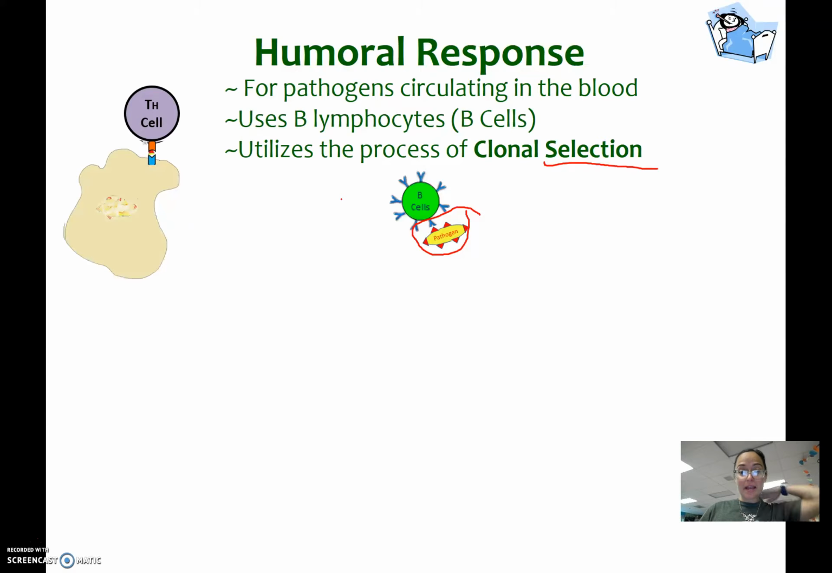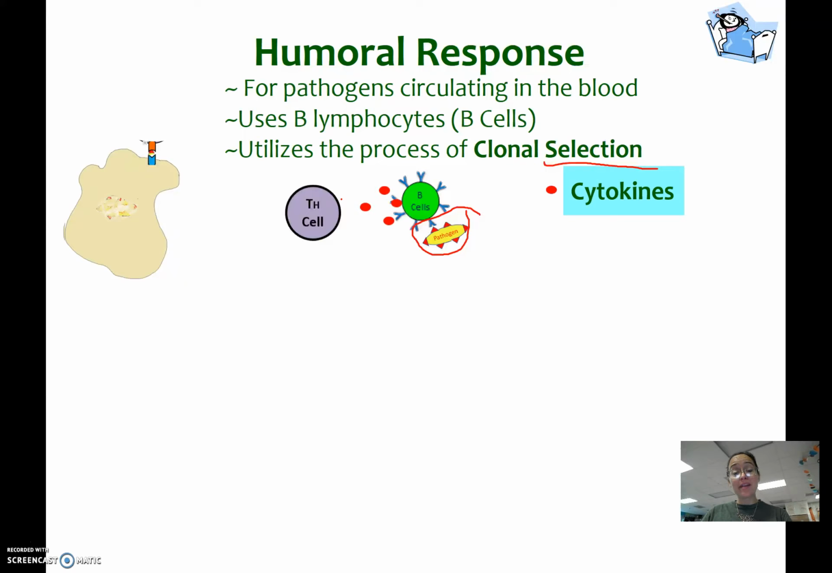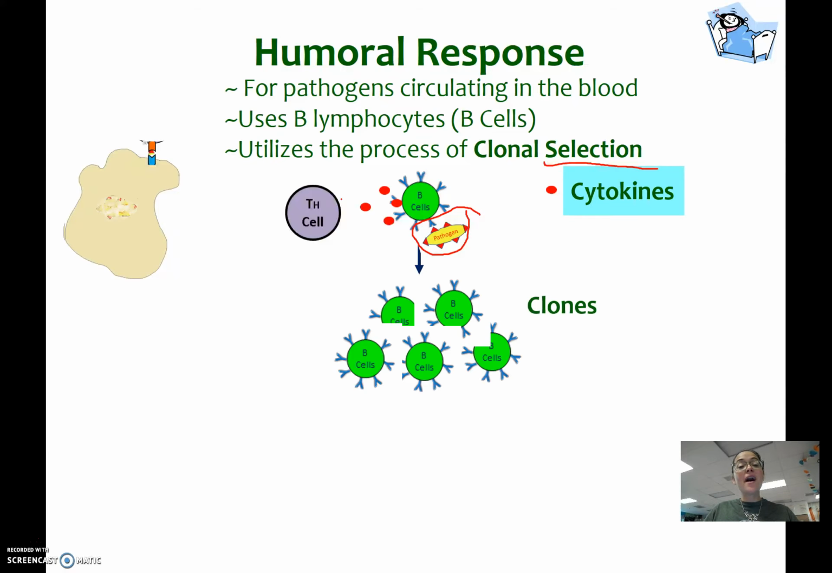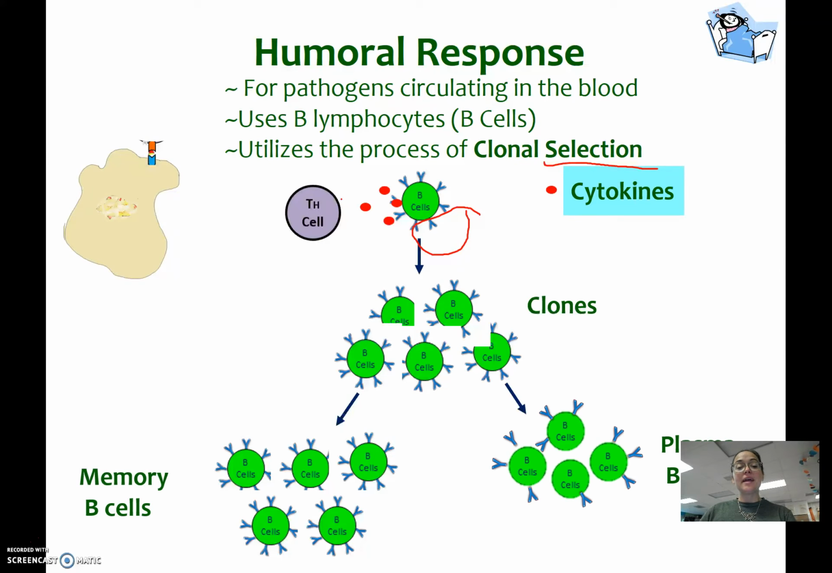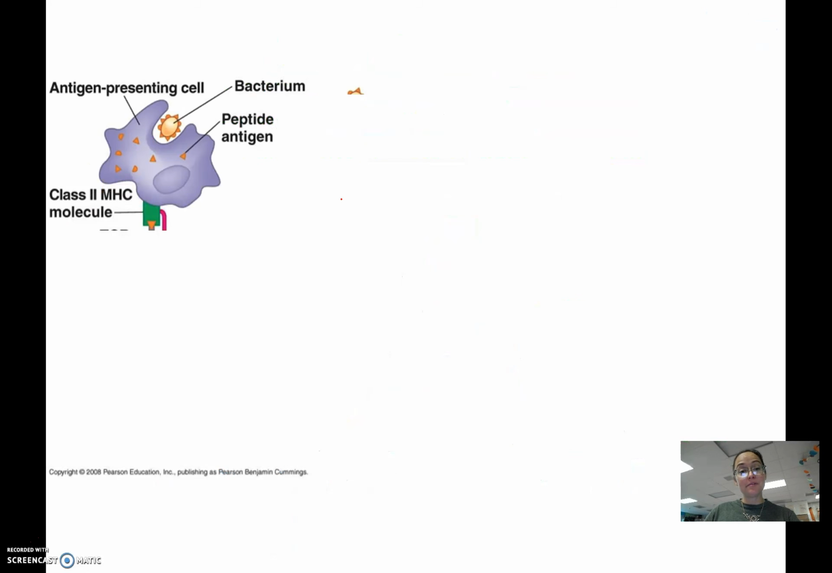Once the helper T cell has been activated, it's going to then go over to the B cell where it will release those cytokines, and it's going to activate the B cell using a signal transduction pathway, and the cell response is for the B cell to go through mitosis. So the B cell starts to divide, make its clones, its plasma cells, and its memory B cells. And so that is how the helper T cell helps both the humoral response and the cell-mediated response.